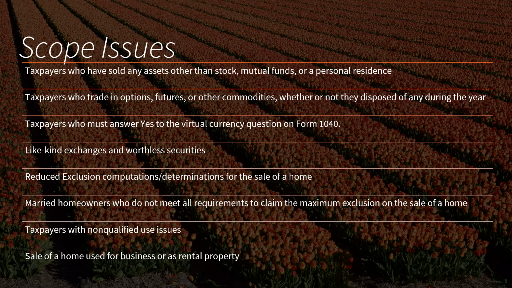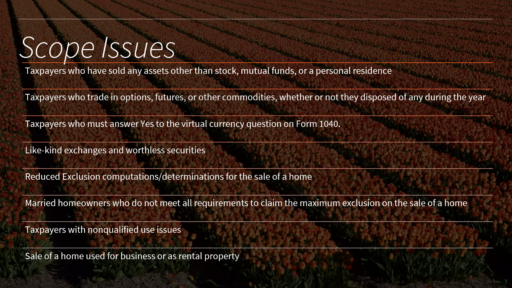Taxpayers who answer yes to the virtual currency question, which is, did you sell, exchange, or own any virtual currency, then we would be sending them to a paid preparer as well. Also, there's like-kind exchanges where the taxpayer is receiving property in exchange for property they're giving up, and worthless securities, those are out of scope.